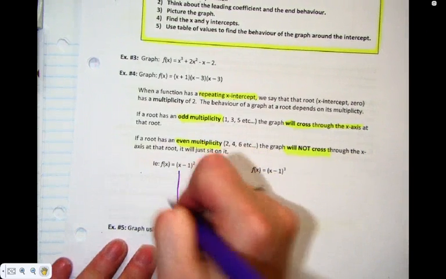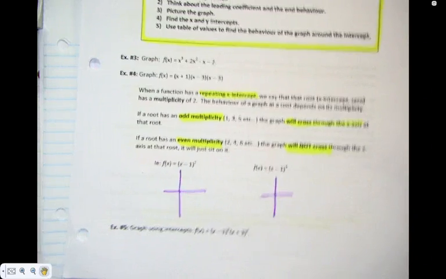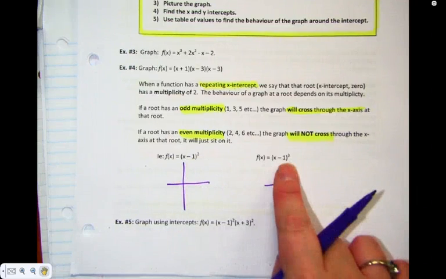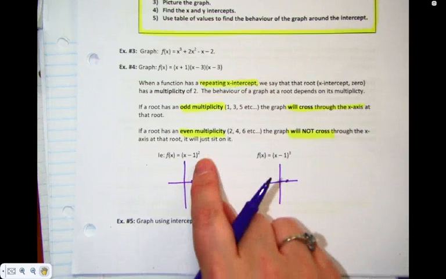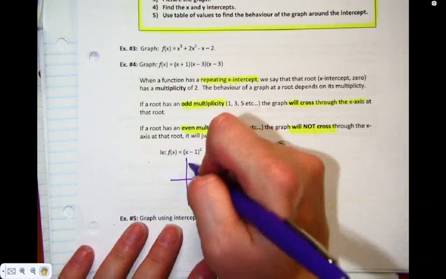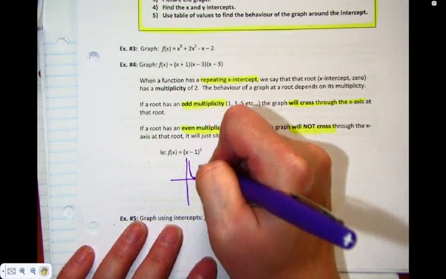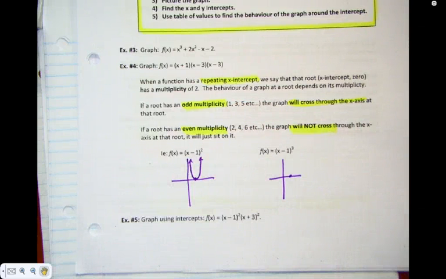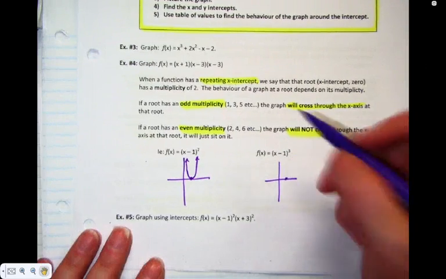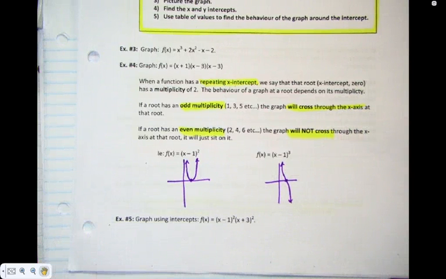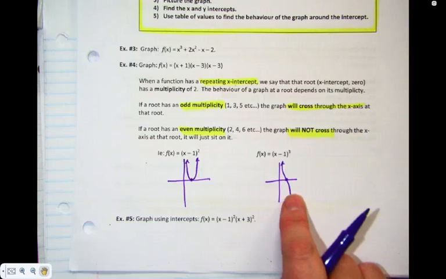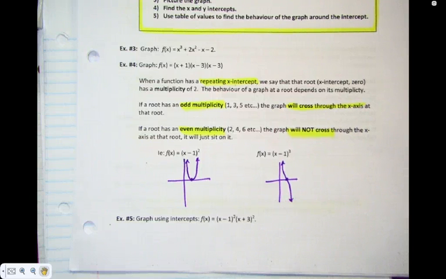Let me show you what I mean. Both of these have a repeated root at x equal to 1, so we know something is going on at 1. Because this is an even multiplicity, it's going to come from the top, just touch the x-axis and bounce back up. That's why a parabola looks the way it does. If we have an odd multiplicity, it comes from the top as well, but it actually crosses through the point and goes back down. That's the difference with the multiplicities. If it's even, it comes to that point and bounces back up. It just sits on the point. If it's an odd multiplicity, it actually crosses through. Are you with me so far?